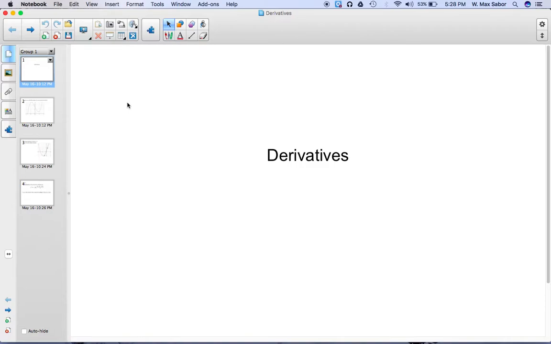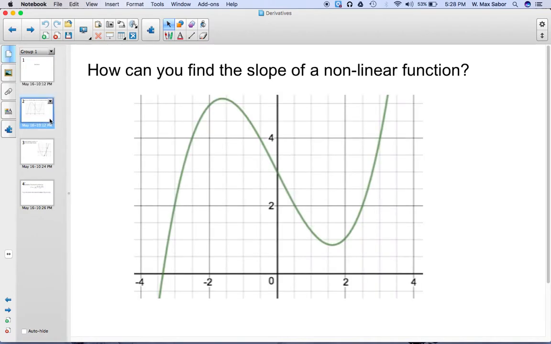The day is here. Today is the day we discuss derivatives. So, a derivative is the answer to the question, how can you find the slope of a non-linear function?